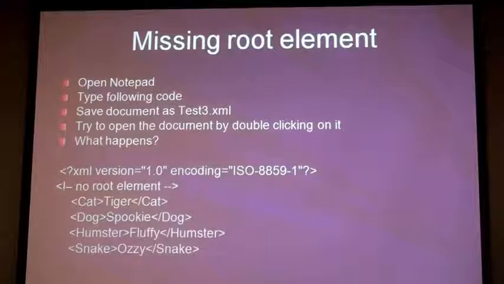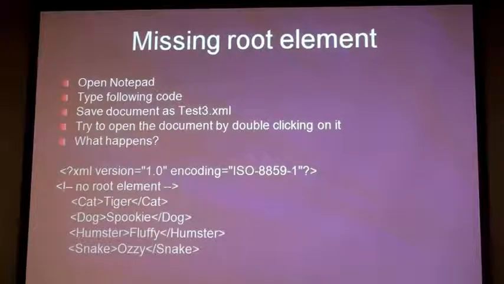Then the next thing is the missing root element. This is actually a very common mistake QA engineers and general developers make when they create an XML document from scratch manually. They type the XML document themselves, and they forget about this root element.